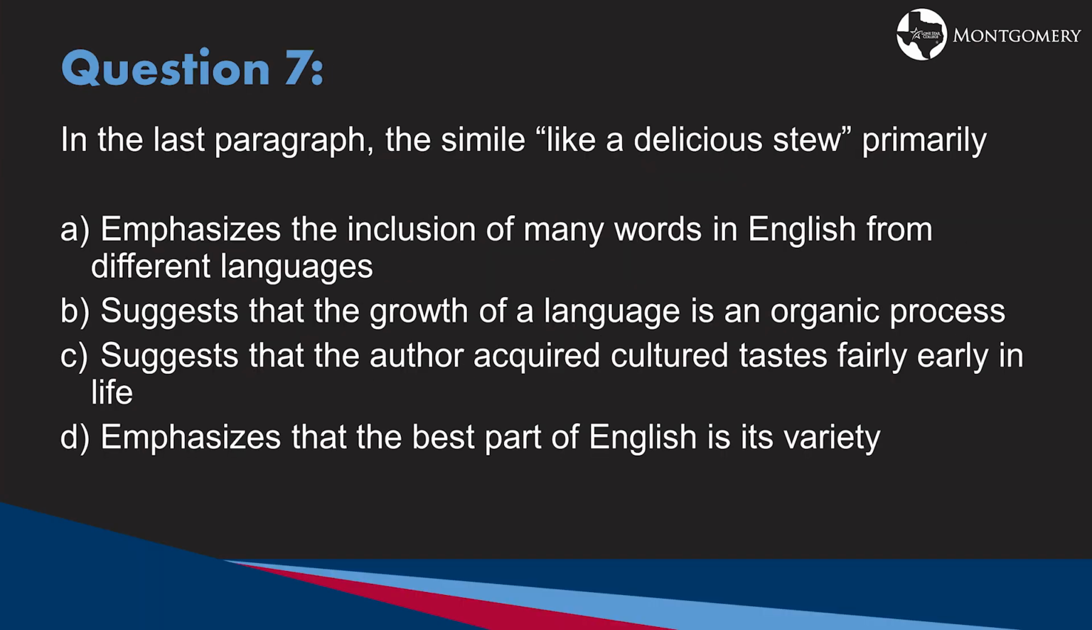In the last paragraph, the simile, like a delicious stew, primarily A, emphasizes the inclusion of many words into English from different languages. B, suggests that the growth of a language is an organic process. C, suggests that the author acquired cultured taste fairly early in life. Or D, emphasizes that the best part of English is its variety.